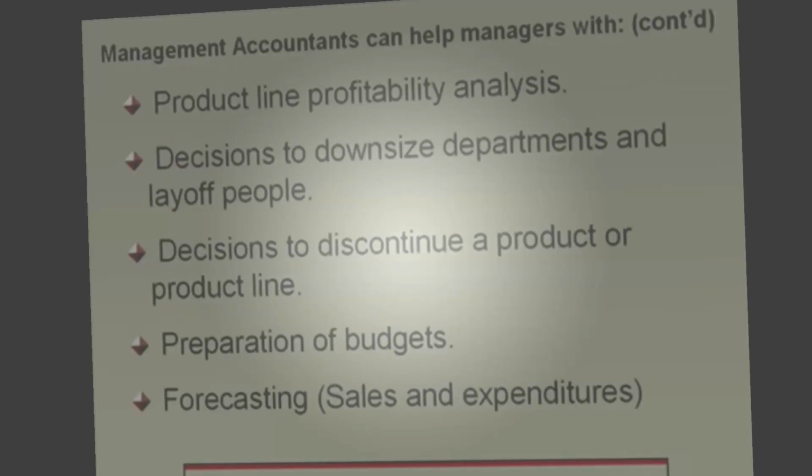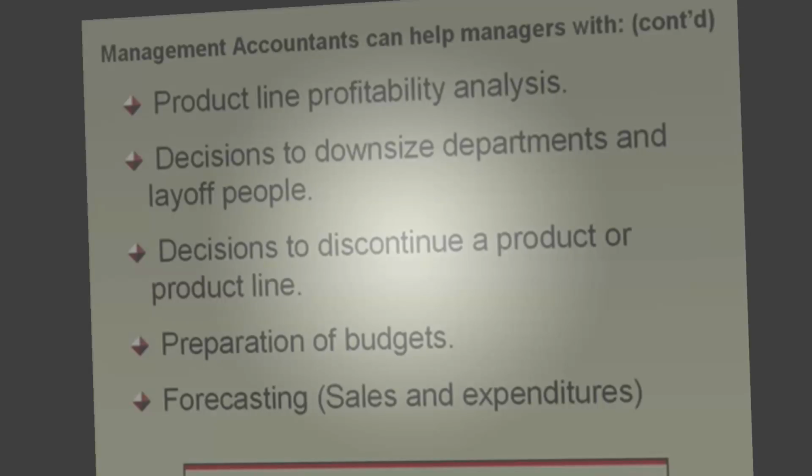It's important to know how much you got to sell just to break even, product line profitability analysis. This is very important because it's happening right now. Decisions to downsize departments and lay off people. Well, now you know, when a manager or CEO makes that decision, the information is provided by, guess who? The management accountant. Decisions to discontinue a product or product line, preparation of budgets, and finally, forecasting. When I say forecasting, I mean forecasting of sales and expenditures.